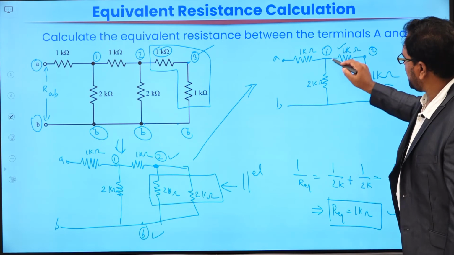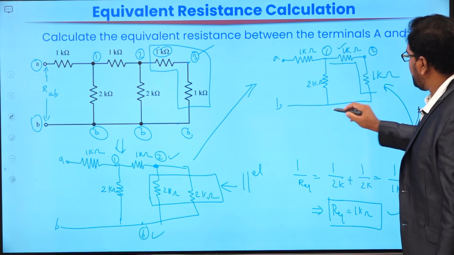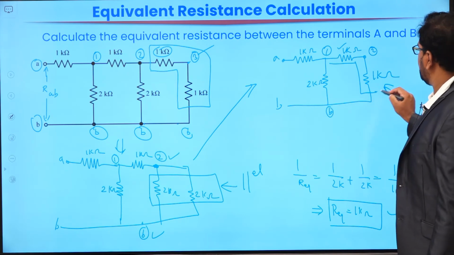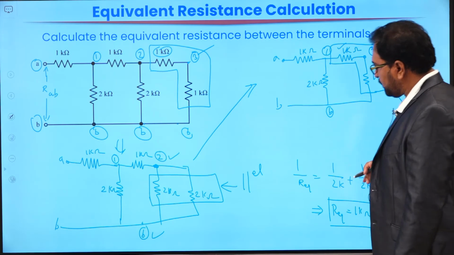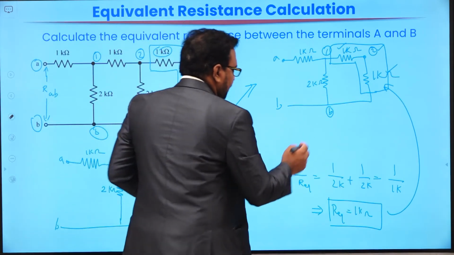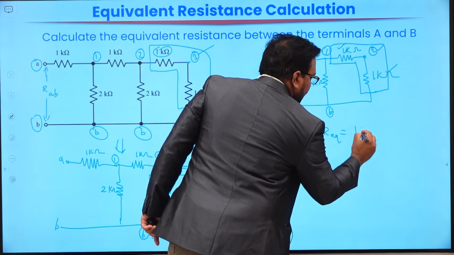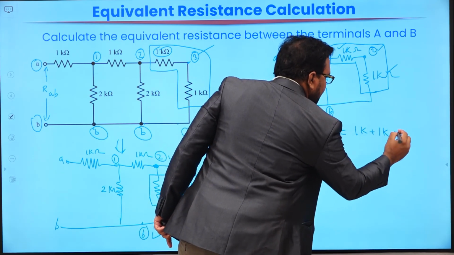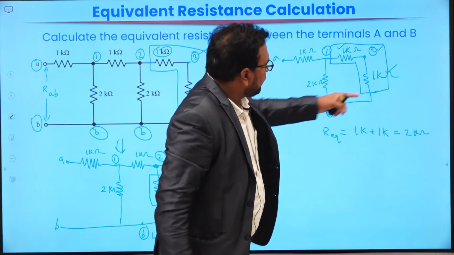Now in this circuit, the 1 kilo ohm is connected between 1 and 2, and this 2 kilo ohm is connected between 2 and B. That means these two resistors are connected in series. Now you can calculate the equivalent resistance like this. So R equivalent will be 1 kilo plus 1 kilo, which is nothing but 2 kilo ohms. Now remove these two resistors.